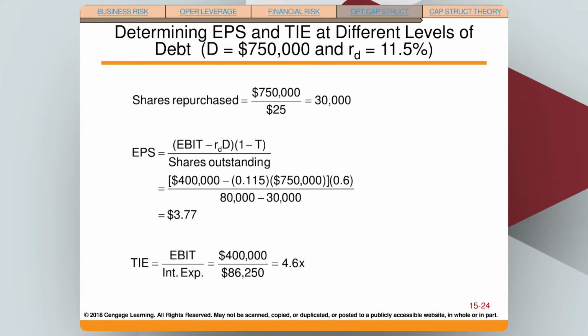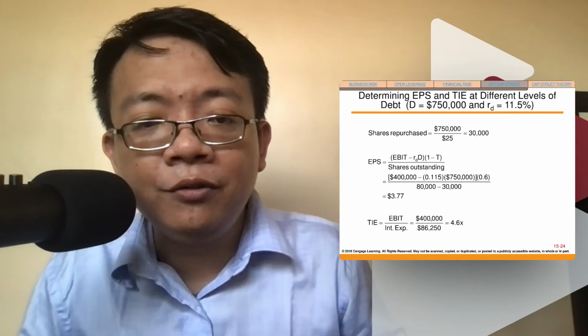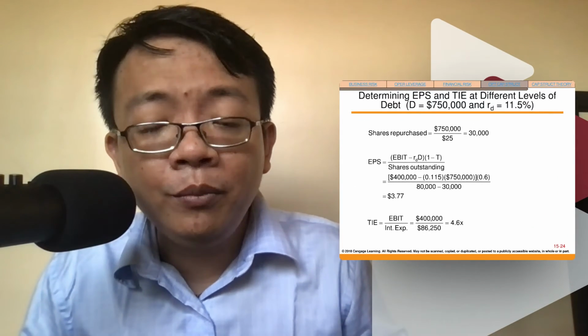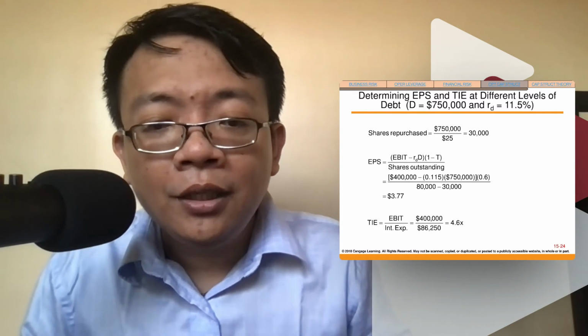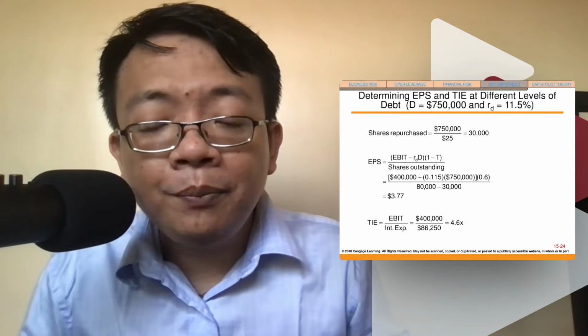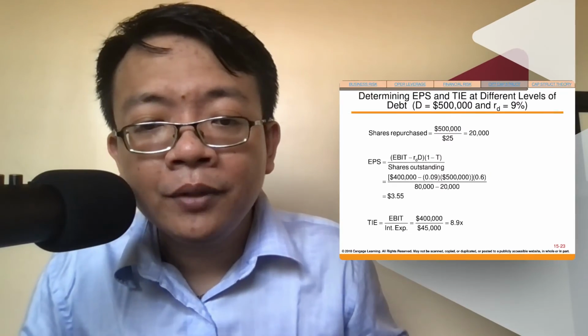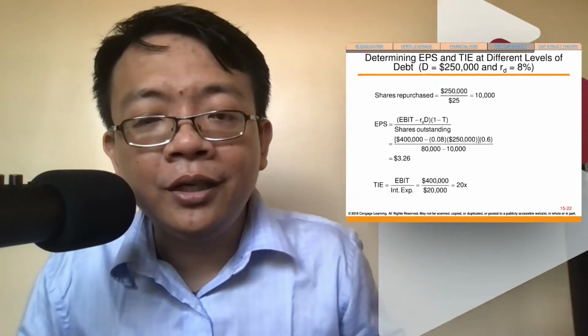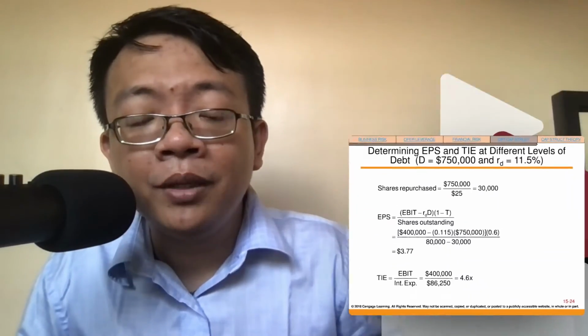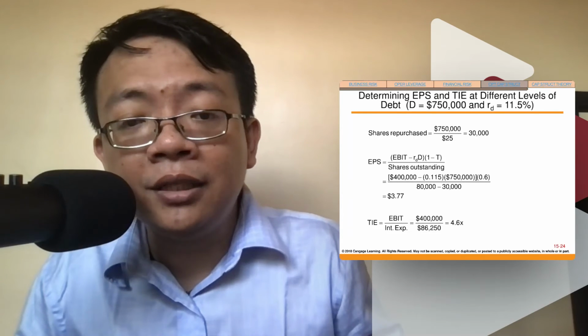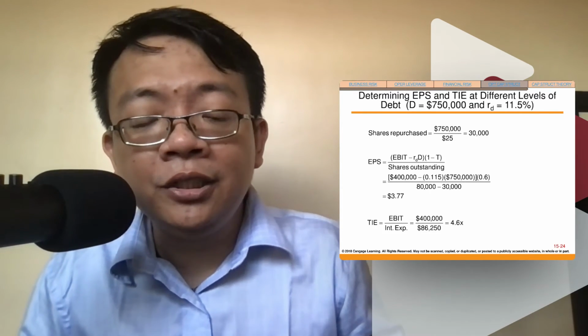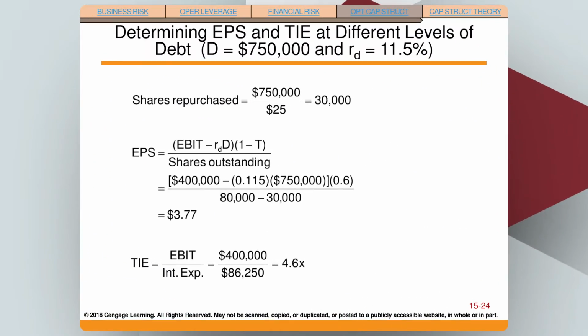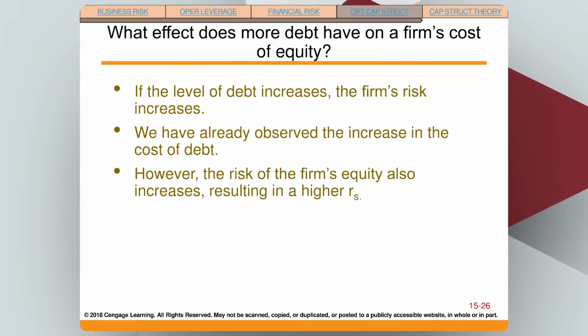Tumataas ba? As time goes by, tumataas, diba? 750 na and 11.5. Same formula kanina, ha? As you notice pala sa EPS, sorry. EPS pala. 3.77 here. Ito ay 3.55. Tumataas ang ating EPS, diba? Okay. Habang tumataas ang ating utang, tumataas yung interest. Pero, the times interest earned here ay bumababa, no? Alright, next naman. Okay. Tapos na pala.